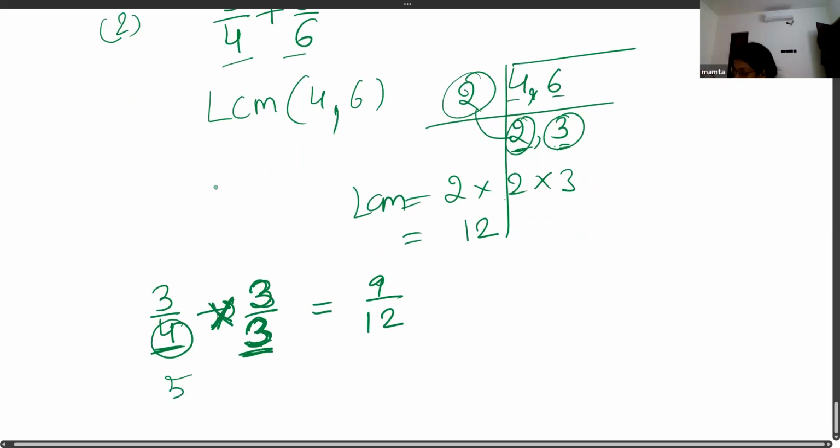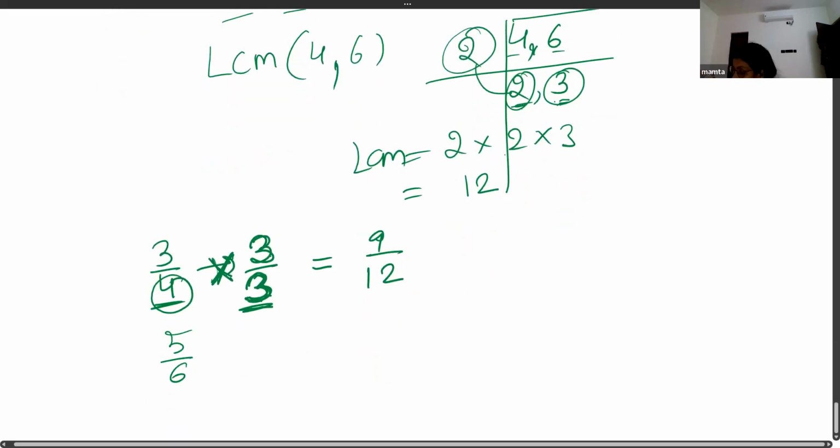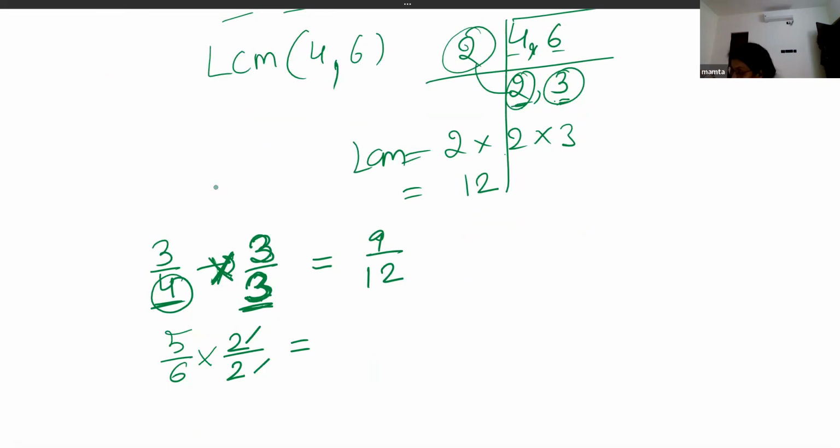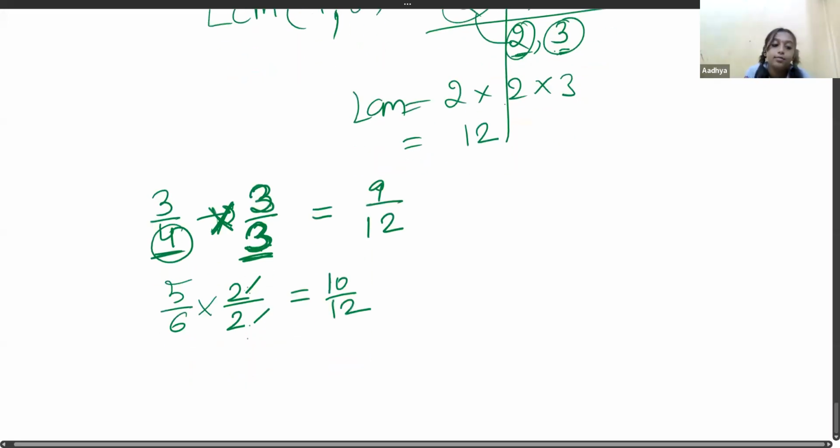Understood, children? Next fraction is 5 by 6. How would you convert the denominator 6 to 12? By multiplying by 2 on both sides. We are multiplying 2 in the numerator and 2 in the denominator. We are concerned only with the denominator. The denominator must be the same as the LCM. So 5 into 2 is 10. 6 into 2 is 12.